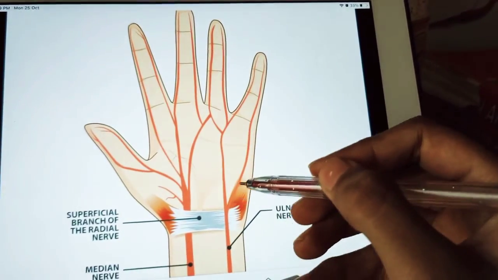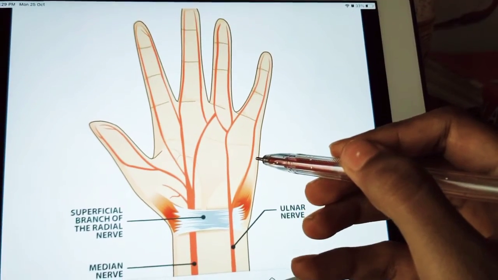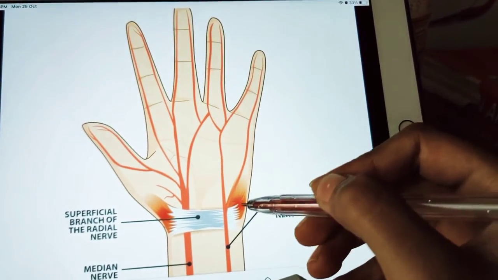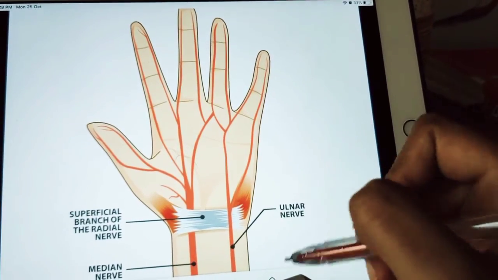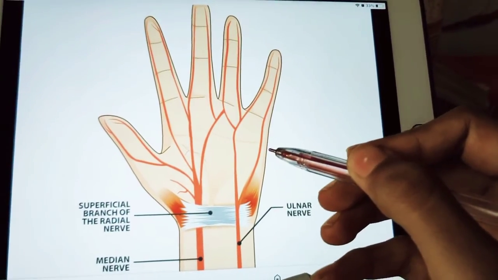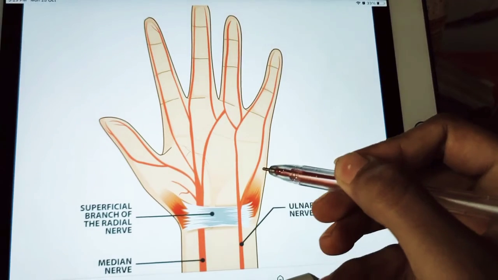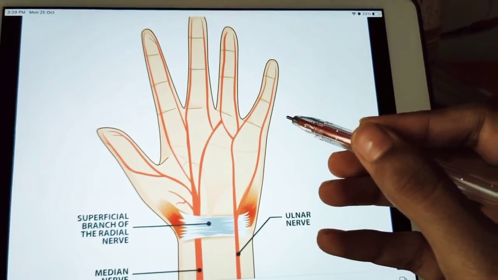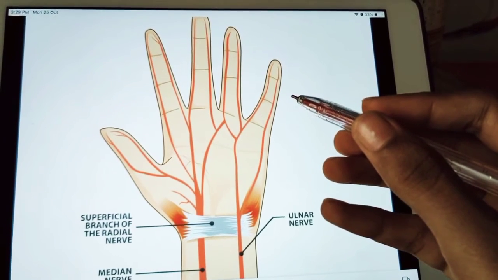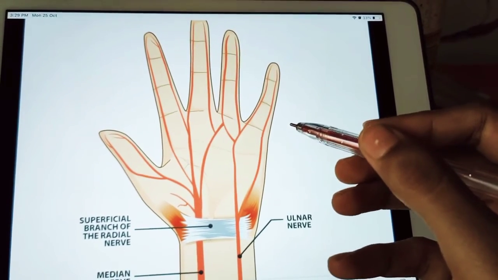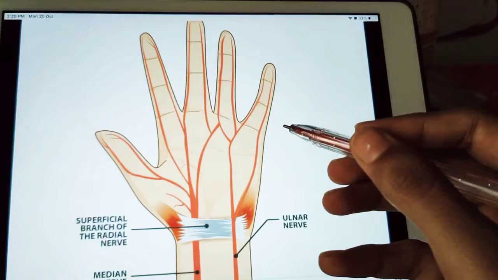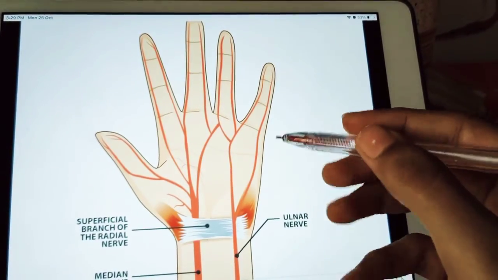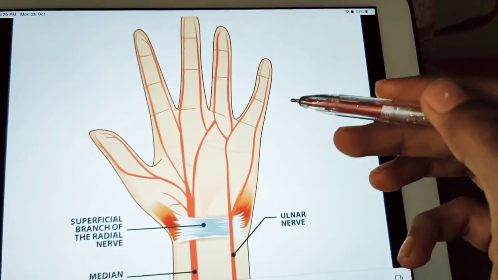The deep terminal branch accompanies the deep branch of the ulnar artery. This is the nerve, right? So it will also accompany the deep ulnar artery. It passes backwards between abductor and flexor digiti minimi, and then between the opponens digiti minimi and the fifth metacarpal bone, lying over the hook of hamate. So it will lie over the hook of hamate and pass towards the fifth metacarpal bone, that is nothing but our little finger.